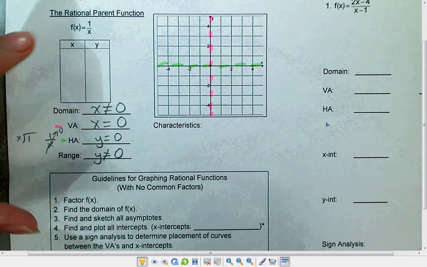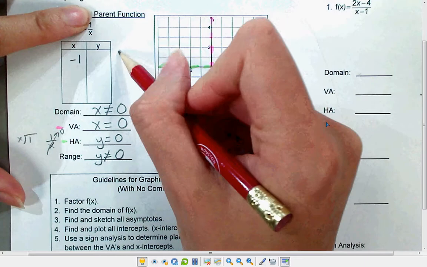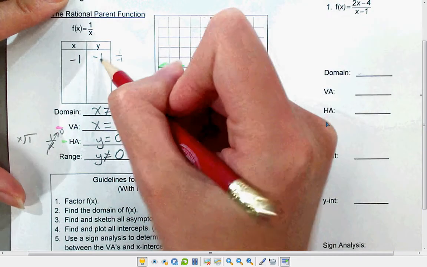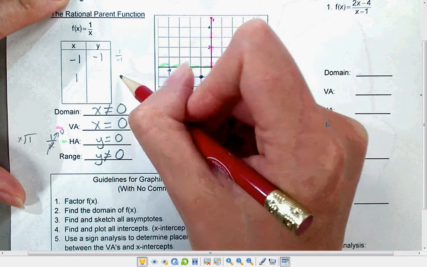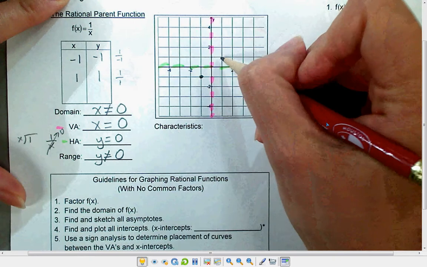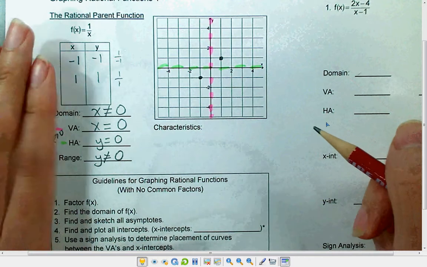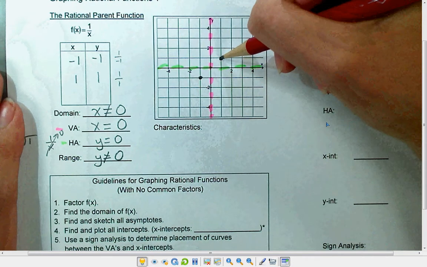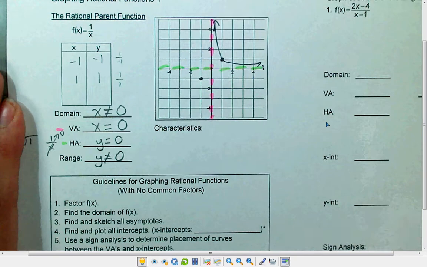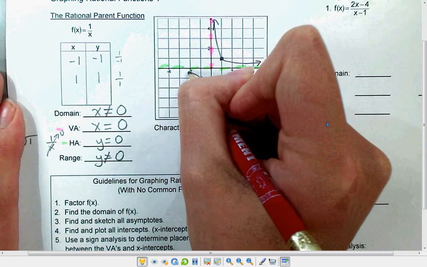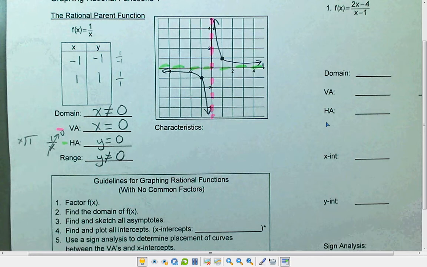The 2 points that you need to know for this parent function are that when you plug in -1, 1 divided by -1 is just -1. So my first point I'm going to plot is (-1, -1). When you plug in 1, 1 divided by 1 is just 1. So my second point is going to be (1, 1). With these 2 points, I can now draw the rest of my graph because it just approaches the asymptotes without ever crossing them or touching them. For both of these, I'm just going closer and closer to each of the asymptotes without ever touching them. So this is my parent function.